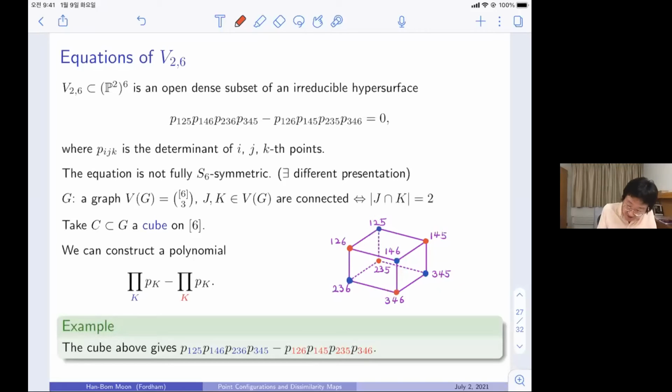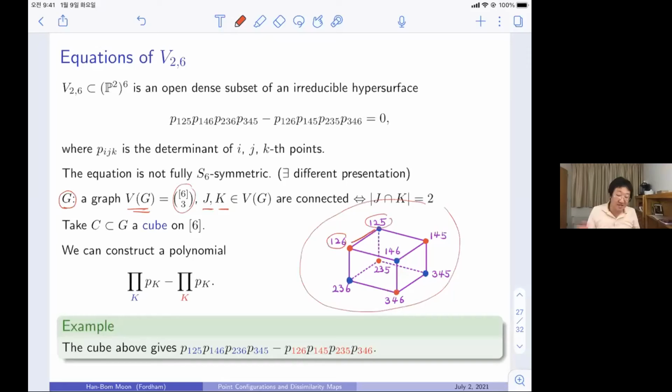Let's take a finite graph G, whose vertex set is the 3-subsets of the set of 6 numbers. Two vertices are connected if and only if the intersection has 2 elements. This is an example, a part of the graph G, not all of it. Each vertex corresponds to a 3-subset, and I connect them whenever the overlap has 2 elements. This graph is somewhat complicated, but finite.